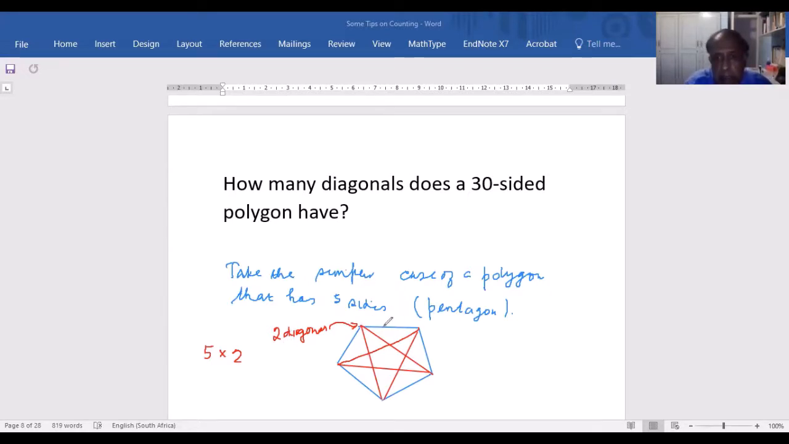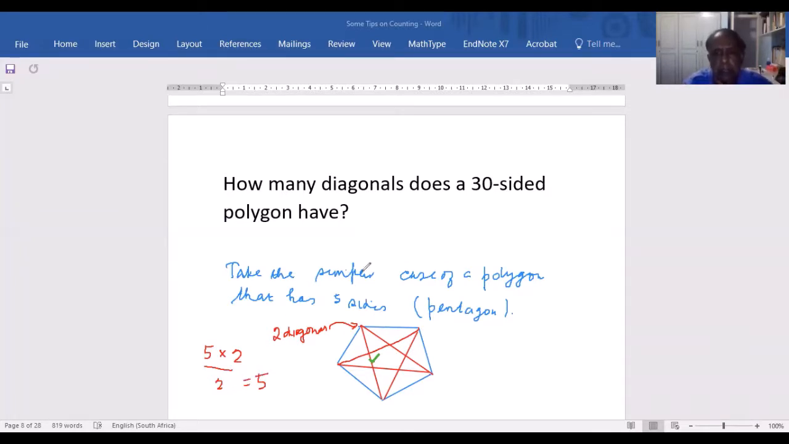But what happened was, you'll notice that each diagonal has been counted twice. Take this diagonal here. This vertex here is joined to this vertex. So at this point you counted this as part of two vertices, and here you're counting this thing again as part of two vertices. So each diagonal is counted twice, so this is not really the answer. You have to divide this by two, because each diagonal was counted twice, and that will give you the number of diagonals.